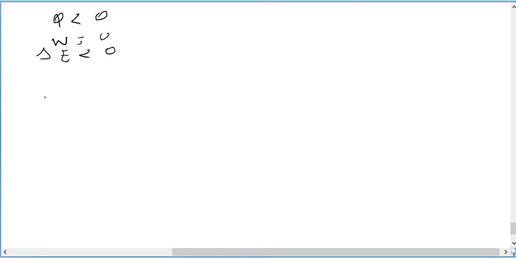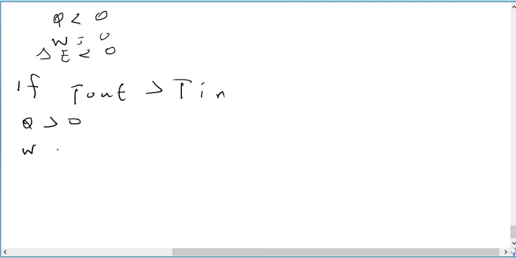But if T out is greater than the T in, then Q is greater than 0, work done is 0, so dE is greater than 0. That is the assumption.